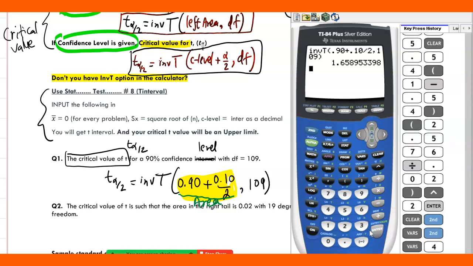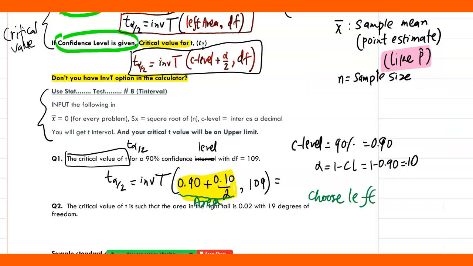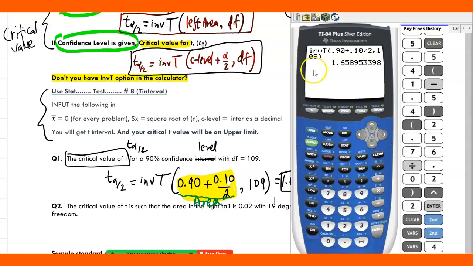The answer is going to be 1.658. If you round it to two decimals, it's going to be 1.66. Sorry, 1.66, not 160. Let's check again. 1.66. This 5 rounds to 6. That's the critical value if the confidence level is given.